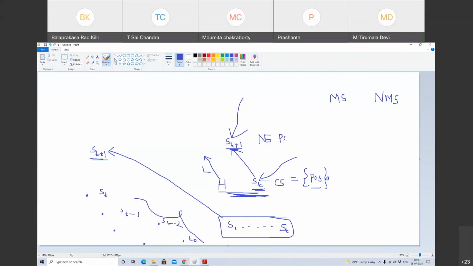Yes, sir. Yes, how to determine? Okay, you know the current position. Let us say this is longitude and latitude. Now at this position, the next position is longitude dash and latitude dash. How to determine this updated position from the current longitude and latitude?